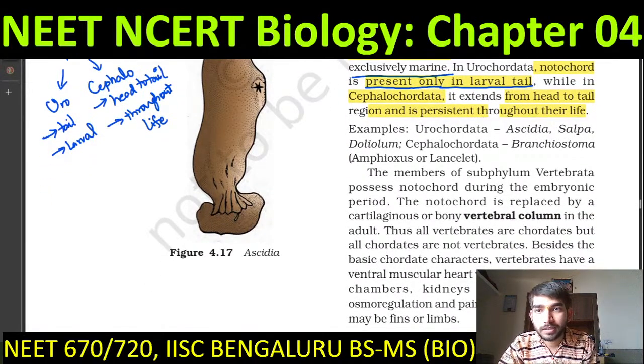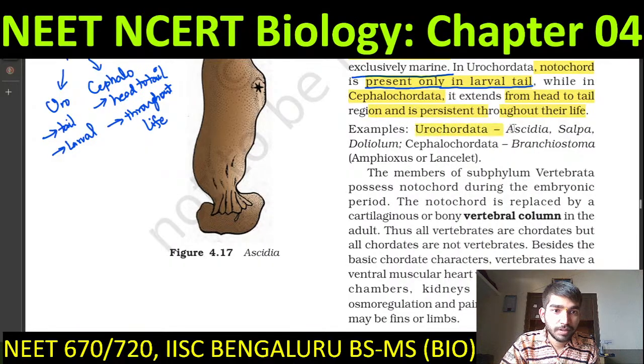Examples of urochordates are very easy to remember. Just three examples: Ascidia, Salpa, and Doliolum. And the cephalochordate example is just one, Branchiostoma, which is called Amphioxus or lancelet. So the scientific name is Branchiostoma, but the common names are Amphioxus or lancelet.